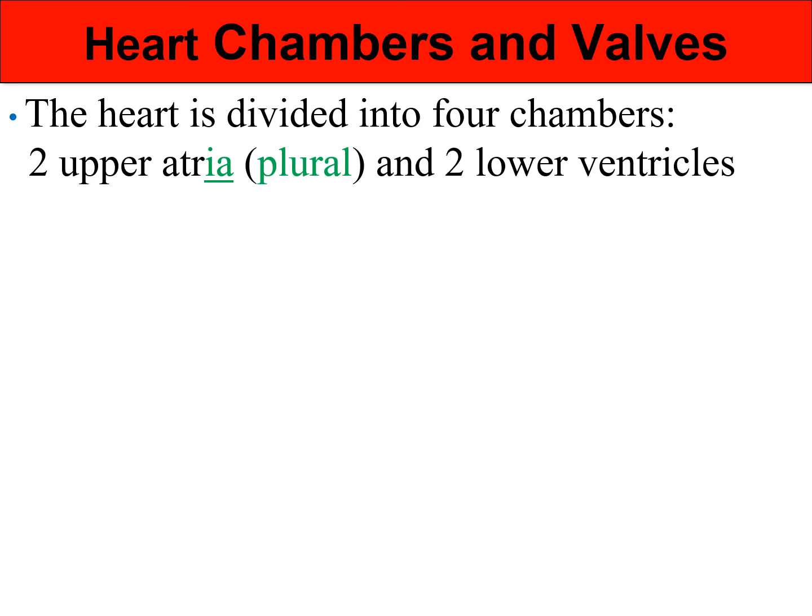Now, if I'm talking about one, I would use the term atrium, A-T-R-I-U-M, that's one, atrium, so you have a right and a left atrium. If I'm talking plural, I would use the term atria. That means more than one. So you have the two upper atria, the right and left atria, and then below those you have the two lower ventricles, the right and left ventricles. So a total of 4.